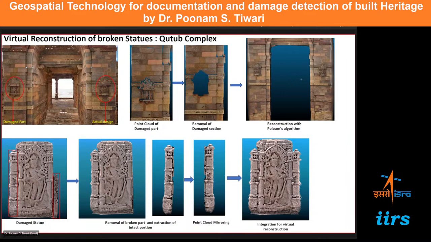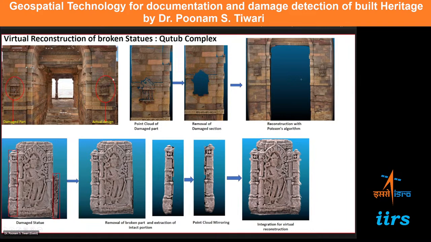Then you can also carry out virtual reconstruction. Now how? Because there is a lot of similarity in different structures. As you can see, on this side of the pillar, the same design was there. On the second side also the same design was there. So this design was damaged.